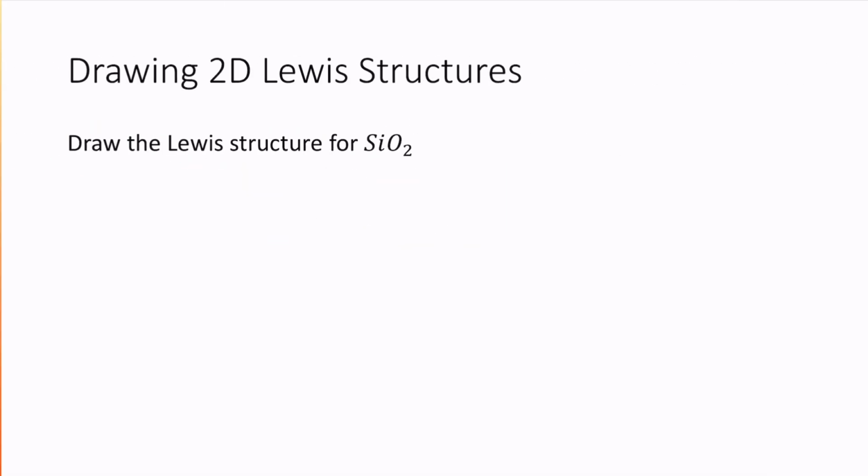Let's look at SiO2. Silicon has 4 valence electrons. Oxygen has 6 valence electrons, and there are 2 oxygens. So we're going to have a total of 16 valence electrons.